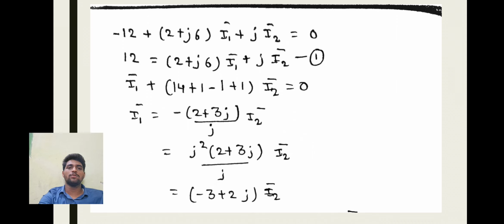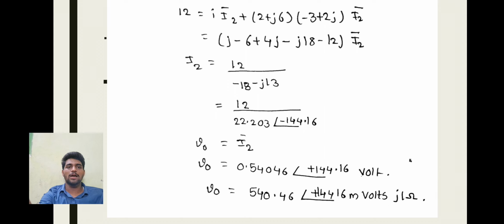From these circuits we can conclude that minus 12 plus (2 plus j6) I1 bar plus j I2 bar equals 0. So 12 equals (2 plus j6) I1 bar plus j I2 bar. It is equation 1. In the second loop, I1 bar plus (4 plus 1 minus j1 plus 1) I2 bar equals 0. I1 bar equals minus (2 plus 3j) by j into I2 bar, that is j squared into (2 plus 3j) by j into I2 bar, that is equal to (minus 3 plus 2j) I2 bar.